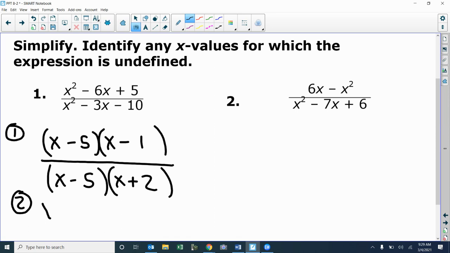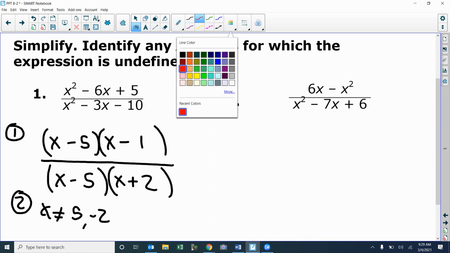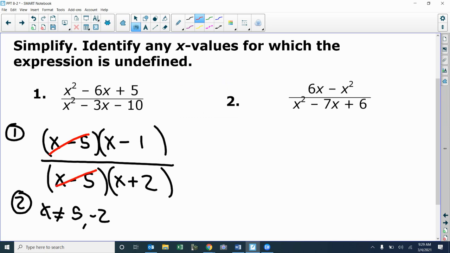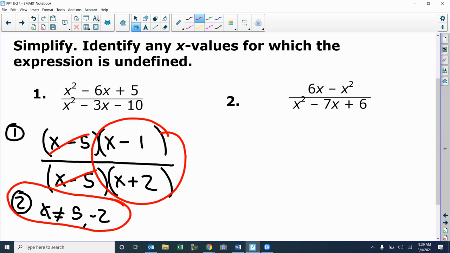I'm just going to go with step 2. X cannot be what? Can't be positive 5, and can't be negative 2. So we just solve for those denominator binomials. Can't be 5, and it can't be negative 2. And now we're ready to cancel. So we can cancel those guys out. So really our answer is this, and x cannot be 5 and negative 2. Am I moving on to that next one then?